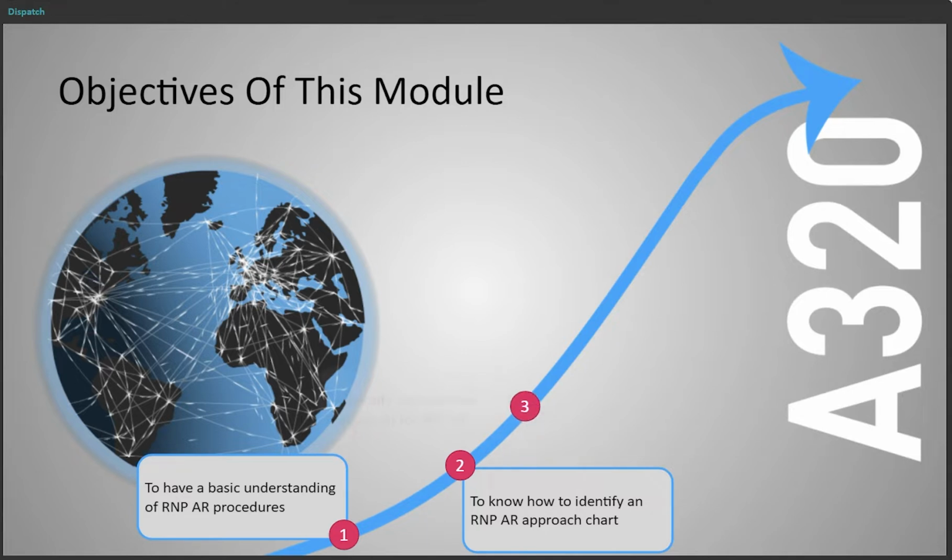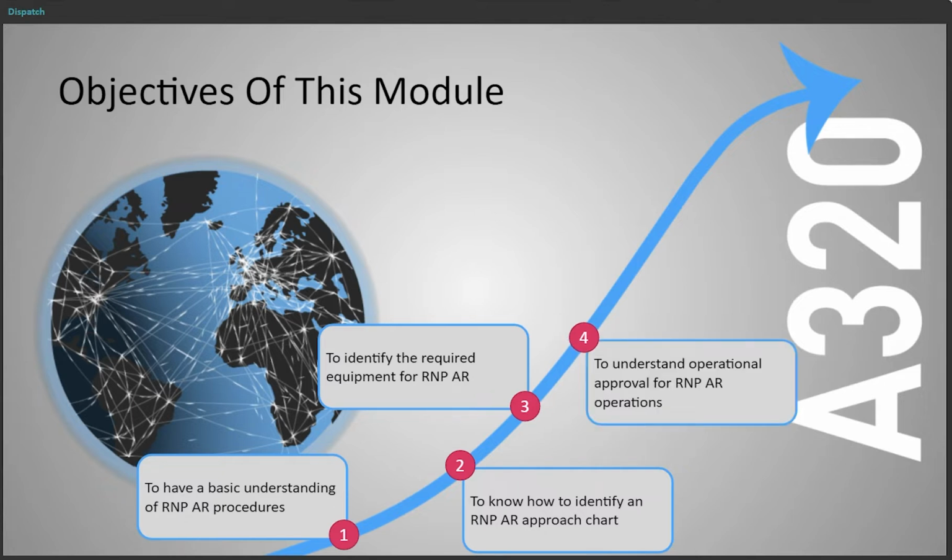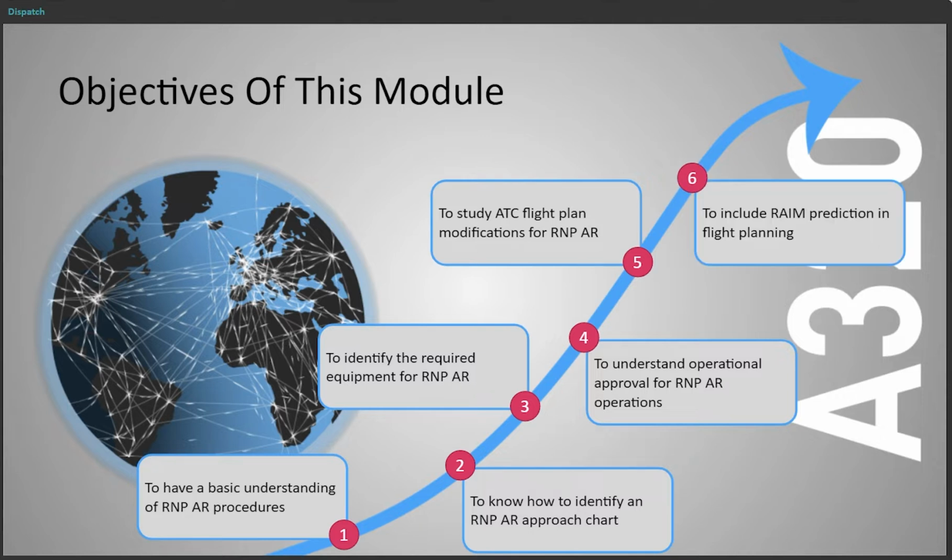3. To identify the required equipment for RNP AR. 4. To understand operational approval for RNP AR operations. 5. To study ATC flight plan modifications for RNP AR. And 6. To include rain prediction in flight planning.